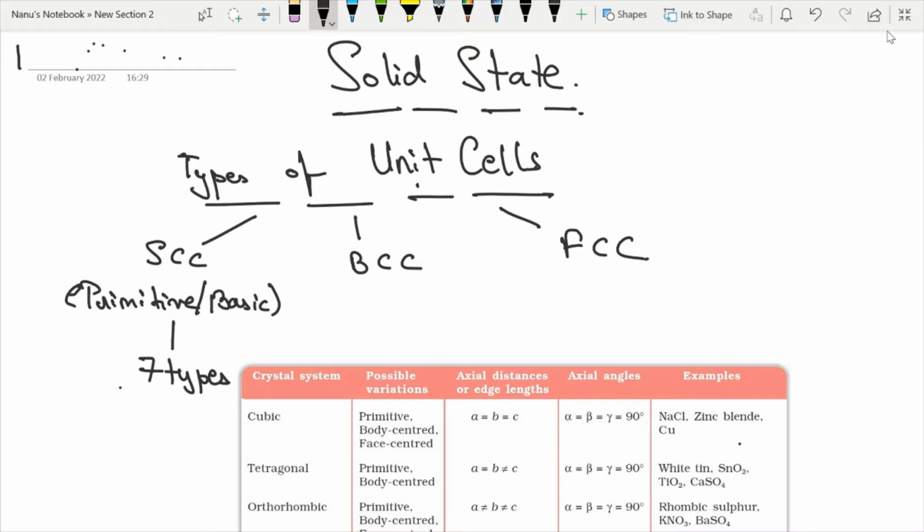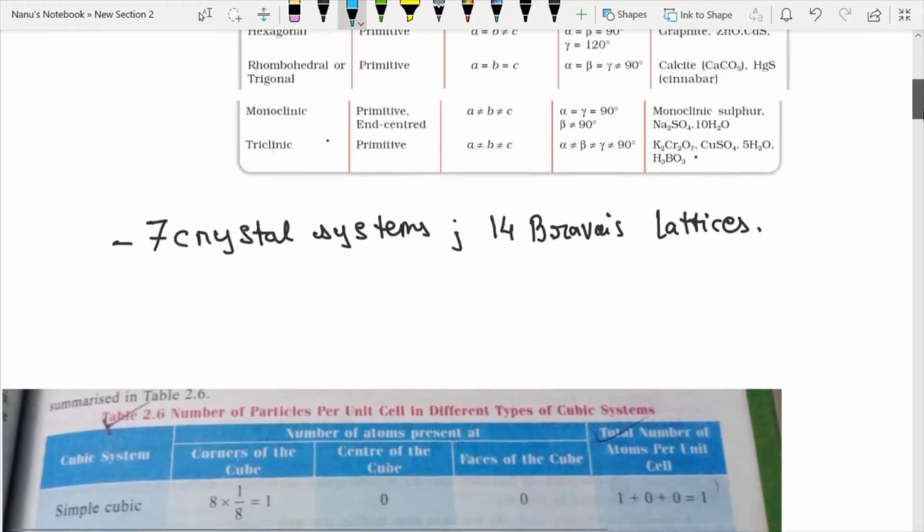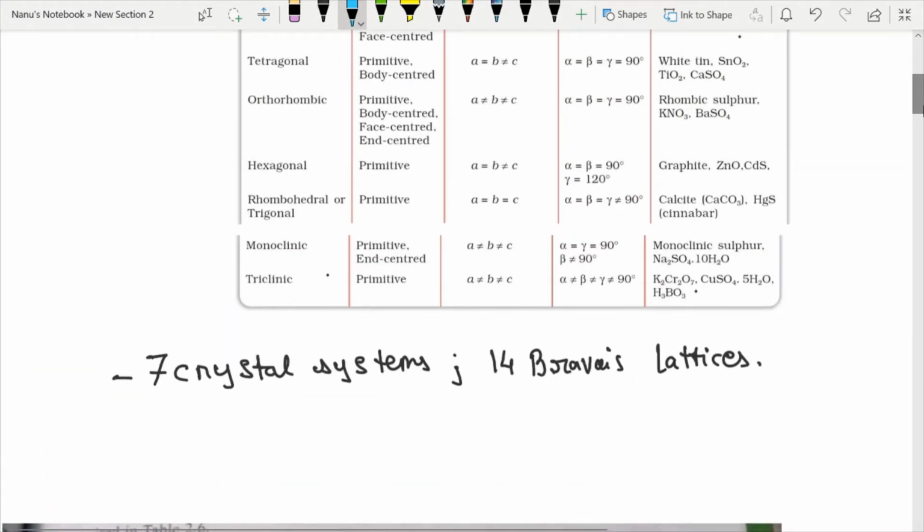Number one, the most important thing, as you guys know already, I won't take too much time, about simple cubic cell, body centered and face centered. What you should know is that there are 7 types, and this question actually came in the IIT-JAM exam, I believe. How many crystal systems were there and how many Bravais lattices were there? So there are 7 crystal systems and there are 14 Bravais lattices.